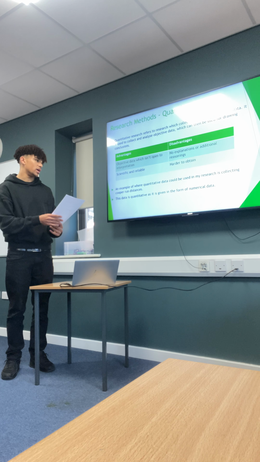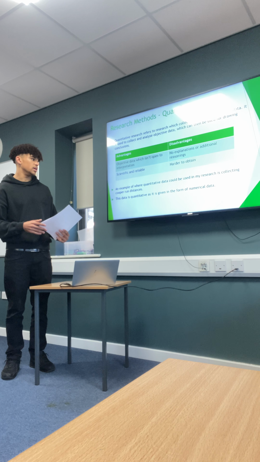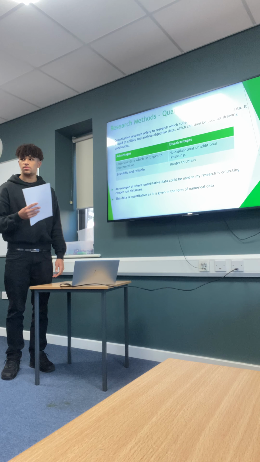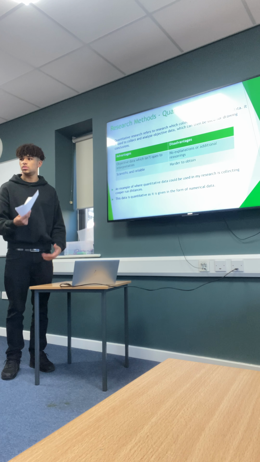And an example of where quantitative data could be used is collecting Cooper run distances. This data would be quantitative as it's given in the form of numerical numbers.